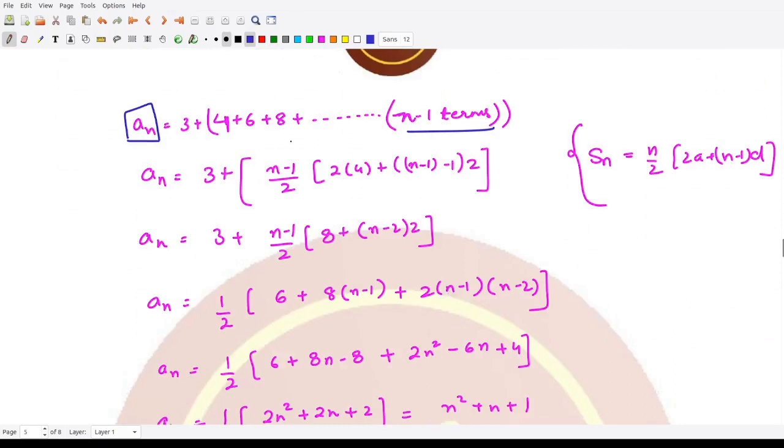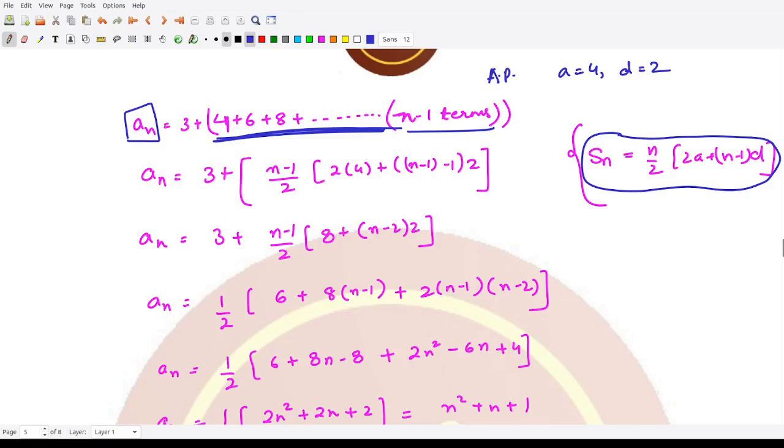Now you see we can very easily solve this sum. This is an AP, right, with the first term as 4 and the common difference as 2. So we can apply the formula of sum. You know the sum of first n terms of an AP is n upon 2 times (2a plus (n minus 1) times d). So here we are going up to n minus 1 terms, so it would be n minus 1 upon 2.